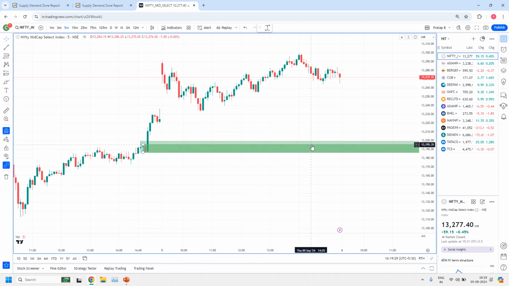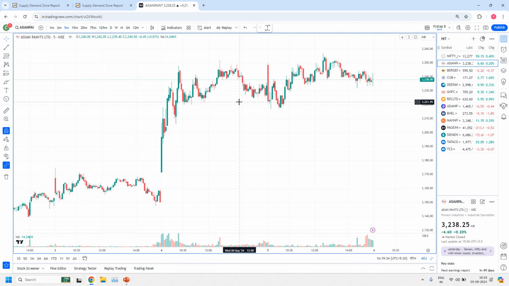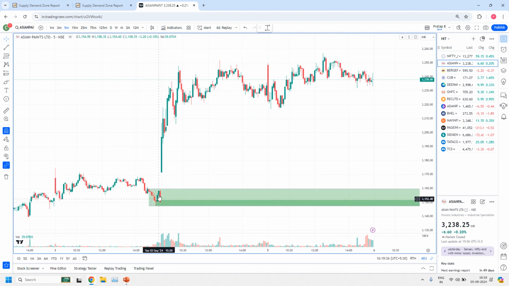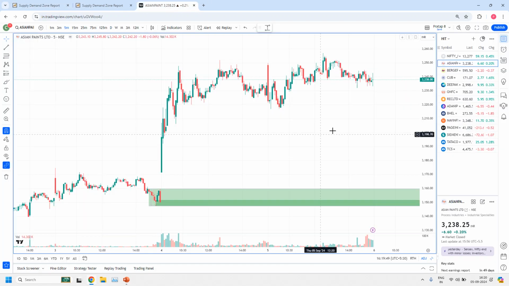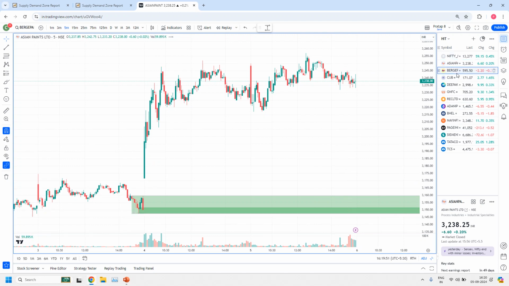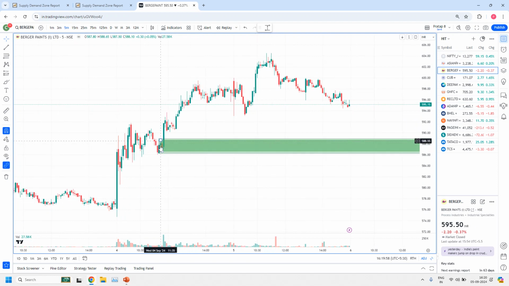Anyway, we didn't get a trade, so we can leave this. Next one is Asian Paints. Asian Paints also has a demand zone. This is a 5 minute demand zone, and this 5 minute demand zone has confluence with the 15 minute demand zone. That is what our software identified here, 15 minutes and 5 minutes. Here also we didn't get a trade. Next one is Berger Paints. Berger Paints is also an hourly income trade, bullish trade setup, the 5 minute entry zone, which is inside the 15 minute zone. And here also we did not get the trade.